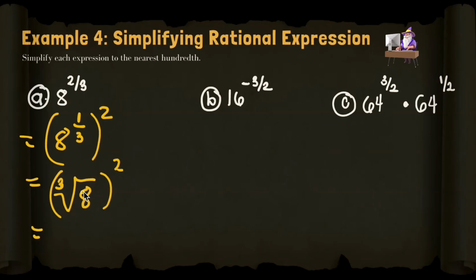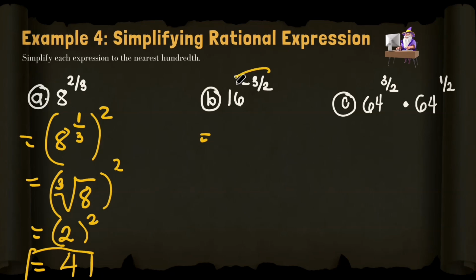Right? Now, cube root of 8, we all know that the cube root of 8 is, when you type it in your calculator, that is equivalent to 2. Why? Because 2 times 2 times 2, that is equal to 8. And there is an exponent 2 here. We can raise it to 2. 2 raised to 2, that is going to be 4. Okay, so this is going to be the answer for the first one. Okay, now we have 16 raised to negative 3 halves.